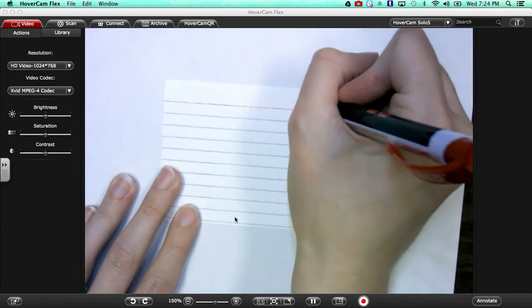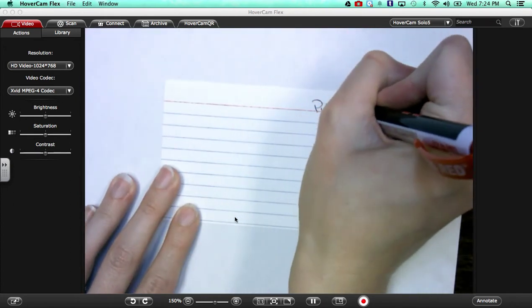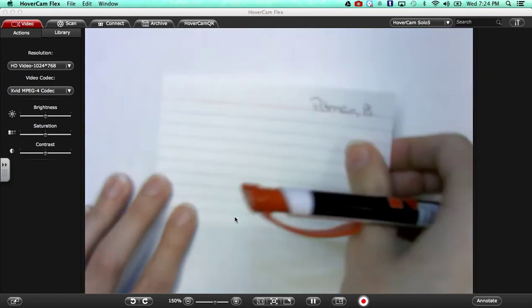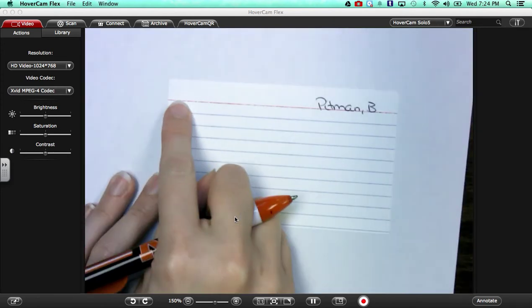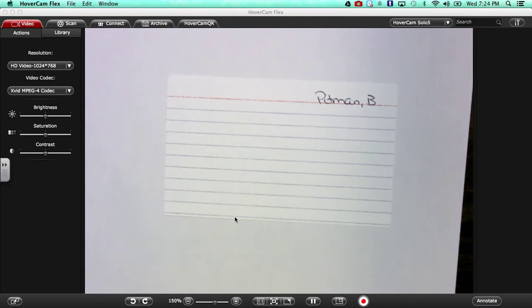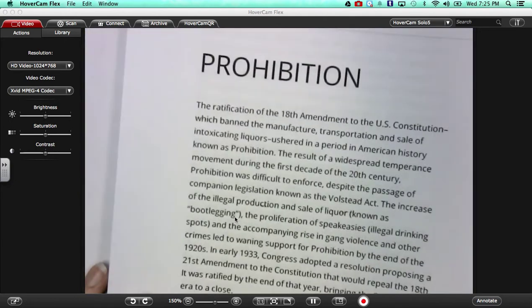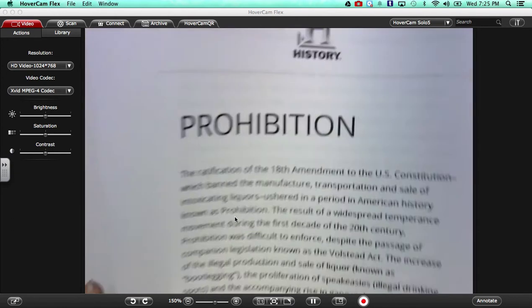You put your last name and first initial over here. And then over here, we need to put our source's name. The first one I'm going to show you doesn't have an author. It comes from the History Channel website.